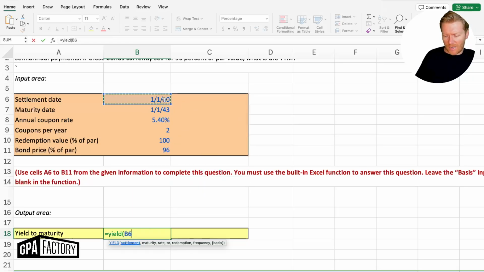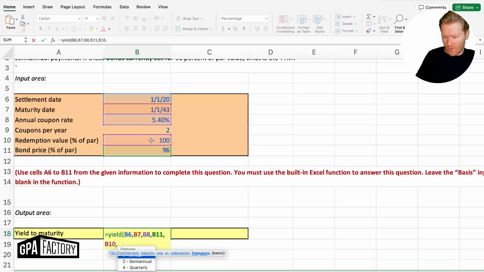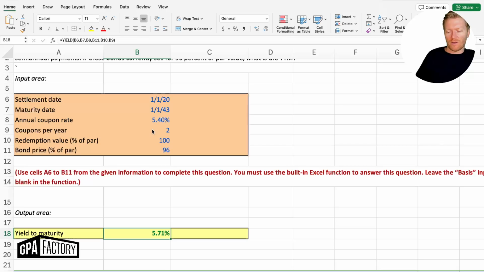We're going to go settlement date, comma, maturity date, comma, coupon rate, again, annual. The PR is going to be the price as a percentage of par. Redemption is going to be our redemption as a percentage of par. Then we've got the frequency. Again, we are cell referencing that to coupons per year. And there we go. We've got our yield to maturity.